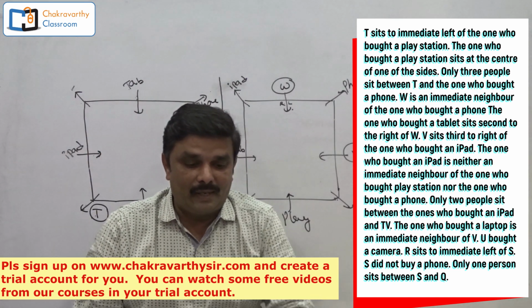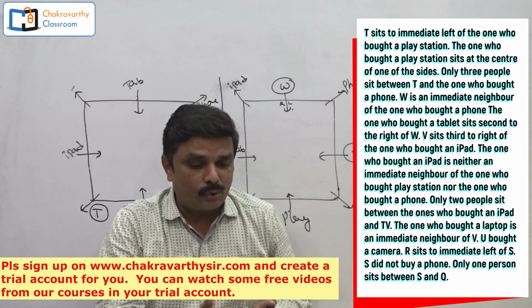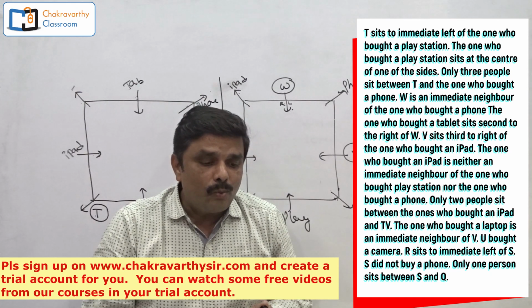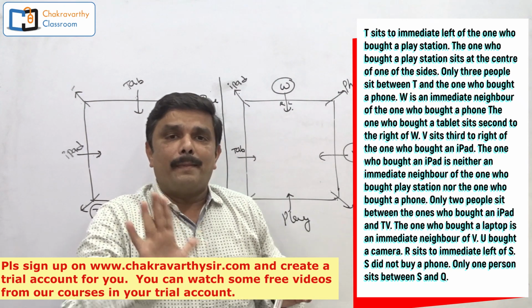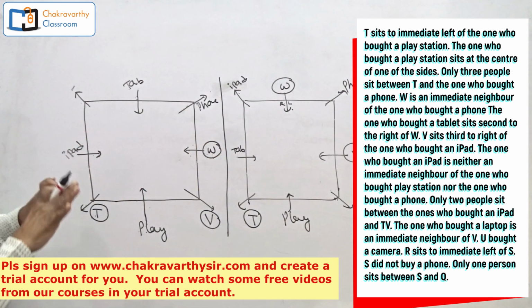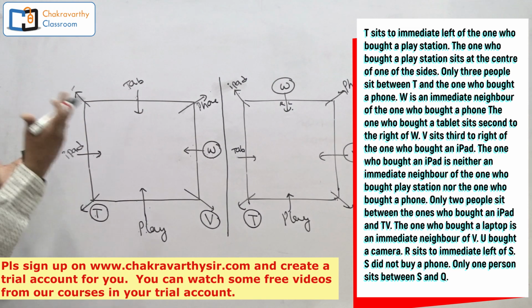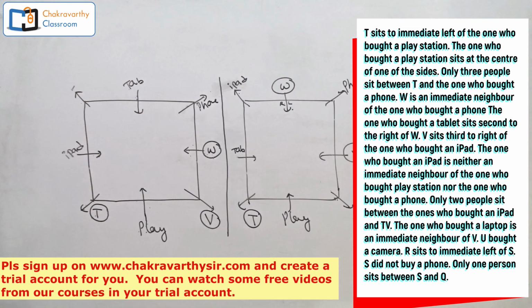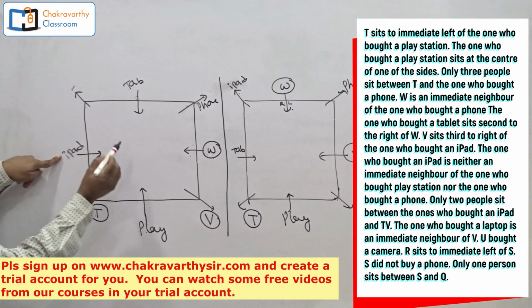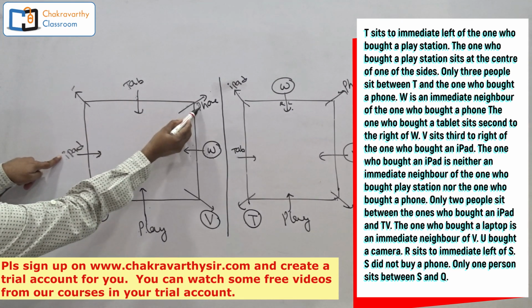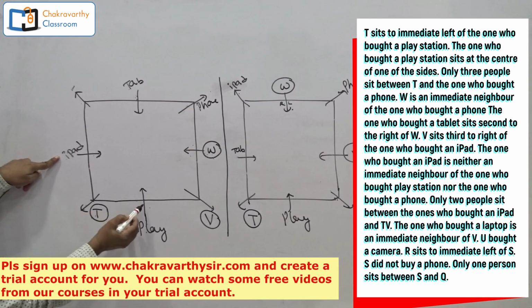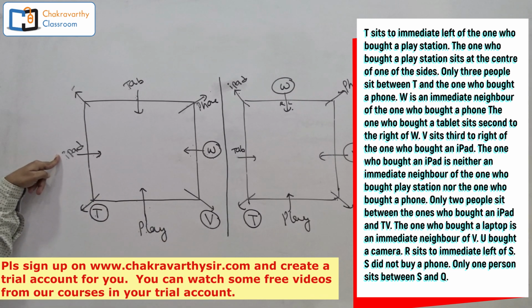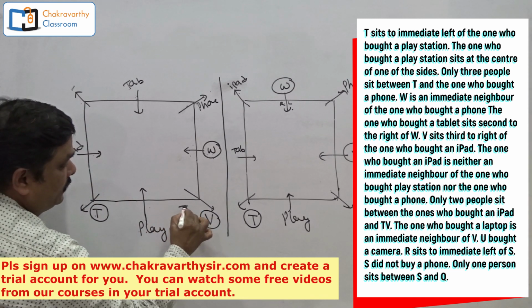What's the next one they have given? Then only two people sit between the one who bought an iPad and the TV. So two people sit between the iPad person and the TV person. They have not given any direction, okay, that we will see. Wherever it is possible, we go for this one. Now this is iPad. Two people: 1, 2. It cannot be TV because it is already occupied by phone. Now this is iPad, 1, 2. Yes, here it is a vacancy. I am just confirming the TV here.